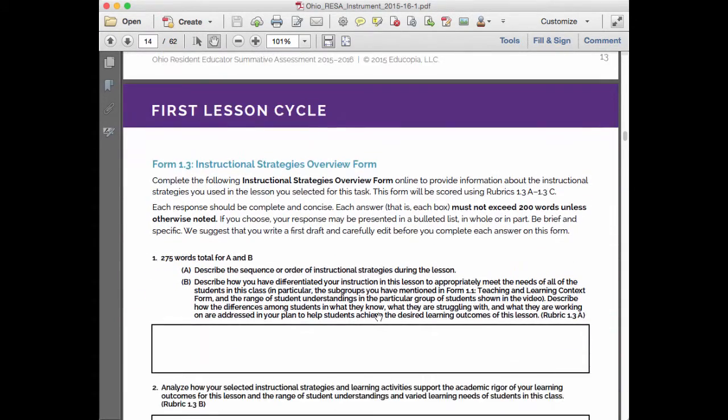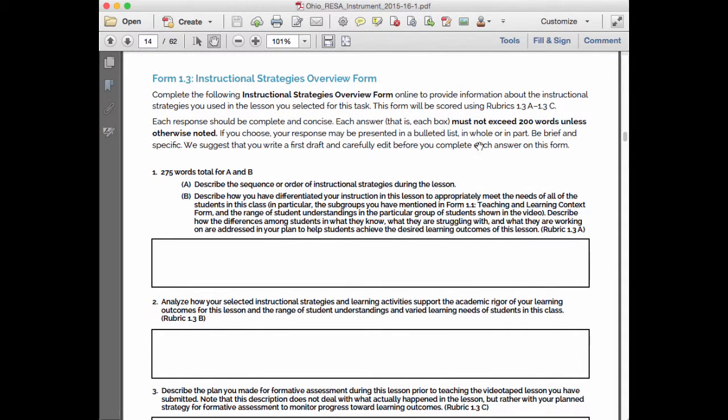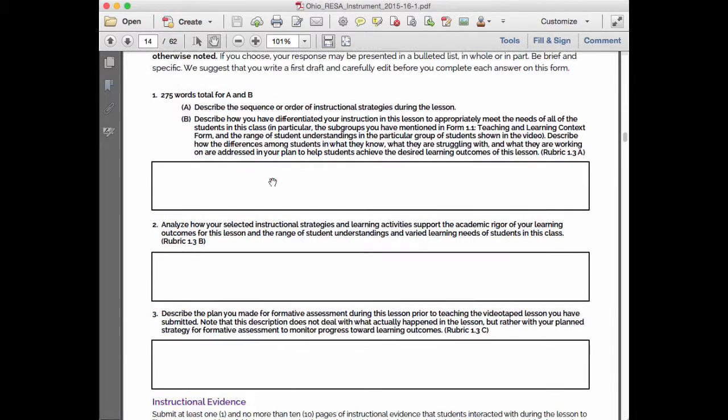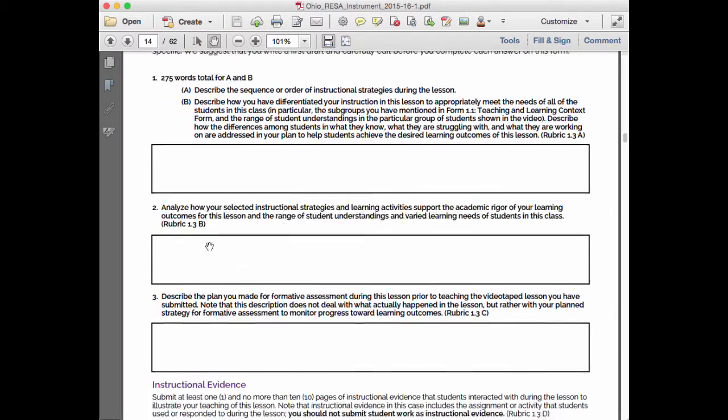So you can keep scrolling through this and see, because you're limited to 200 words, I don't think that trying to type in an Adobe Acrobat document is your best bet. I think typing it out in a word processing document, Microsoft Word document, is better because you can use that feature to count words. So again, definitely go through and read this. Oh, there's that 275 words for A and B. Just make sure that you're really looking at that rubric.